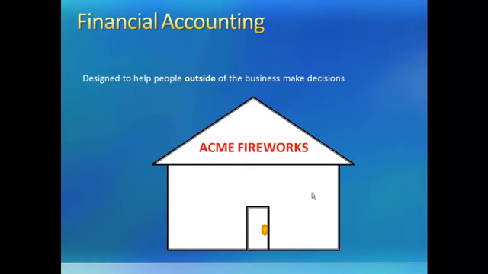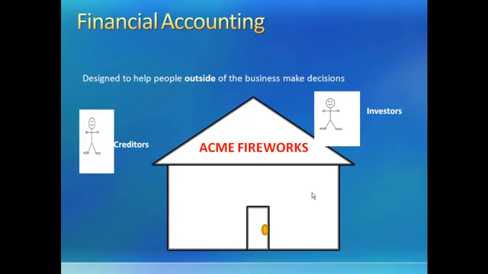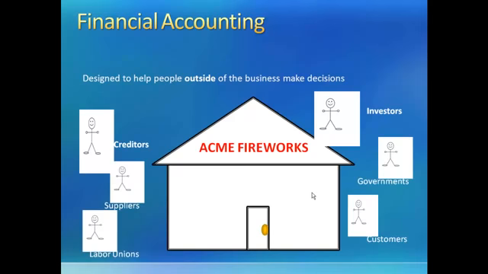The next type of accounting that we want to discuss is financial accounting. Financial accounting is designed to help people outside of the business make decisions. The 2 main user groups of financial accounting are investors and creditors. Creditors are individuals or businesses that may loan money to the company. Investors are individuals or businesses that may actually own the company. There are other types of external users to the business. These include suppliers, customers, governments, and labor unions.